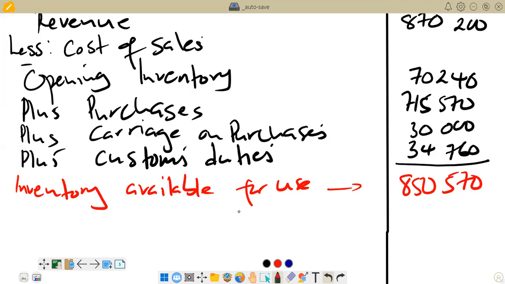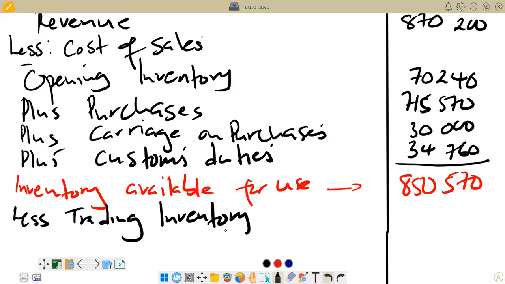Then I believe that now we are supposed to subtract the closing inventory. So now we are saying less closing inventory. This is at the end, which is at 31 July 2019. This is our closing inventory.